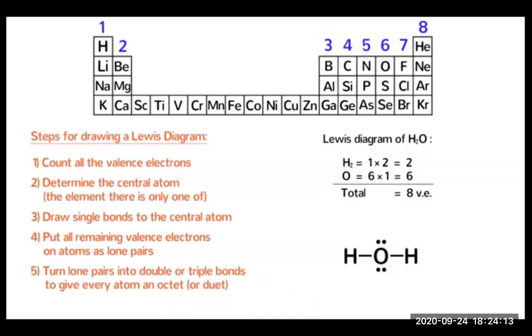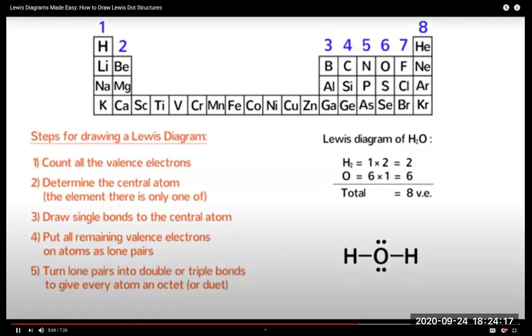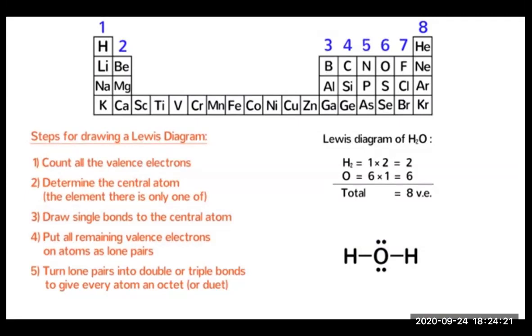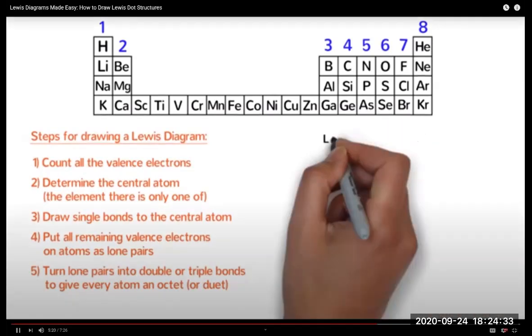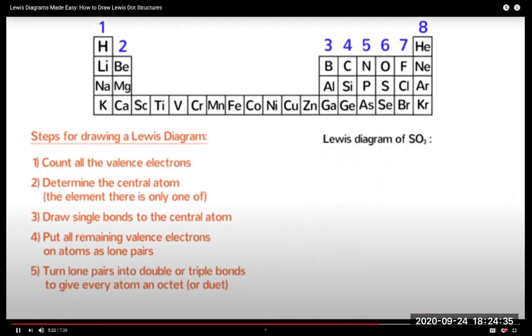Pause the video and see if all the atoms in our H2O are happy. Because each hydrogen has 2 electrons and the oxygen has 8 electrons, everyone is happy, and there is no need for double or triple bonds, which means that our Lewis diagram of water is now complete. Alright, let's try one more example just to make sure that we've got this. Draw the Lewis diagram of sulfur trioxide.